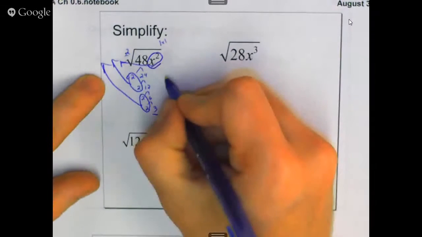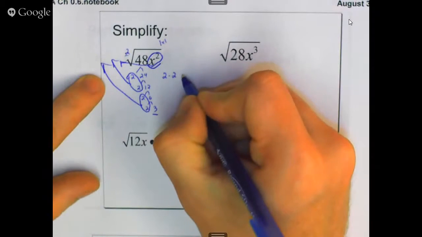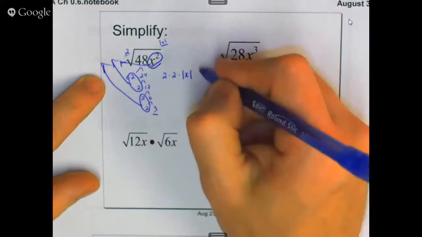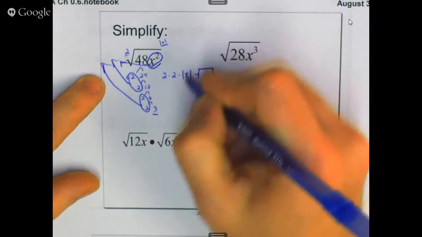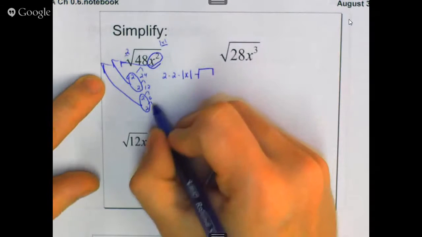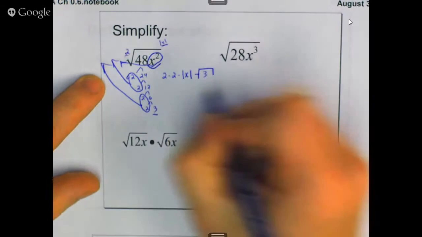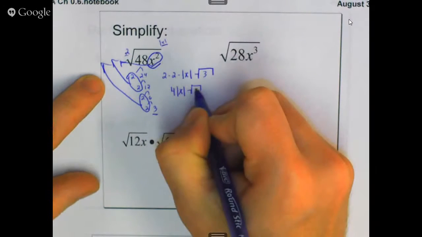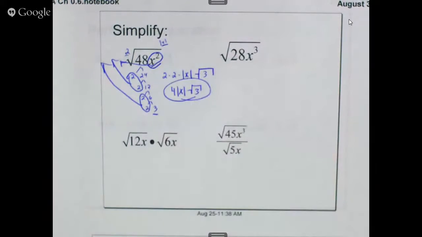So I've got 2 times 2 times the absolute value of x. Remember, we noted that up there. Times what was left underneath the radical, which was this lonesome 3. Okay, which reduces to 4, absolute value of x, radical 3. And there's our solution.